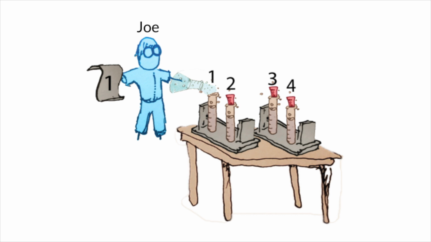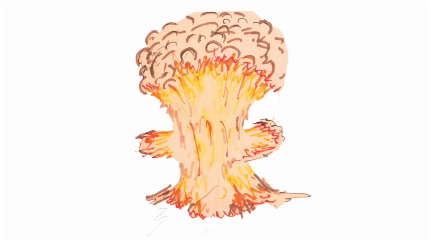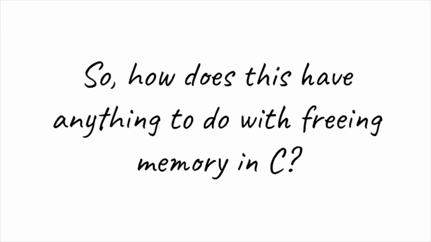Each student can work on their test tube and only their test tube however they wish, but when they're done, their group must tell the teacher to put a cap on that student's test tube. Finally, these caps are very reactive. Therefore, any improper use results in an explosion. So how does this have anything to do with freeing memory in C? Here's what each component of this analogy represents.